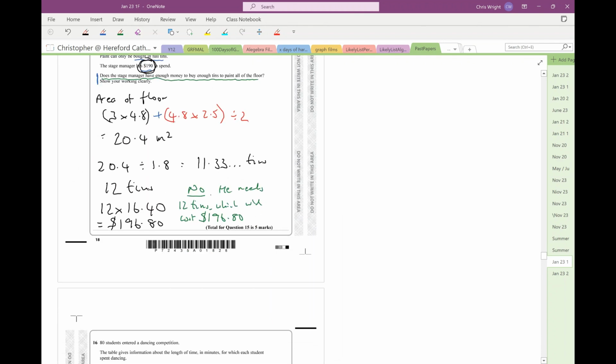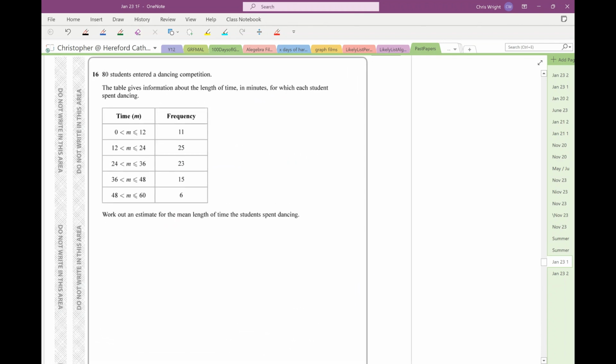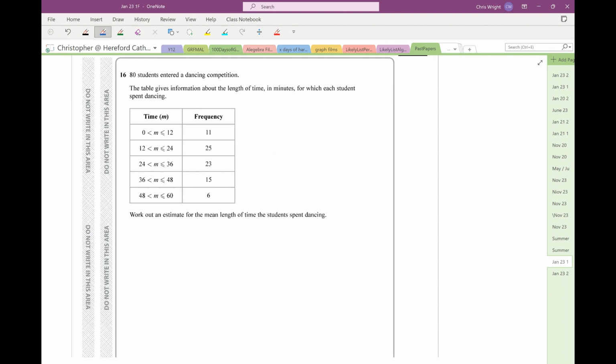Let's look at question 16. 80 students entered a dancing competition. The table gives information about the length of time in minutes for which each student spent dancing. Okay, have a quick look. Let's see that we understand what's going on here. What about these guys here? How many students is that? 15 students, and how long did they dance for? Between 36 and 48 minutes. Okay, I kind of understand what the table's all about now.